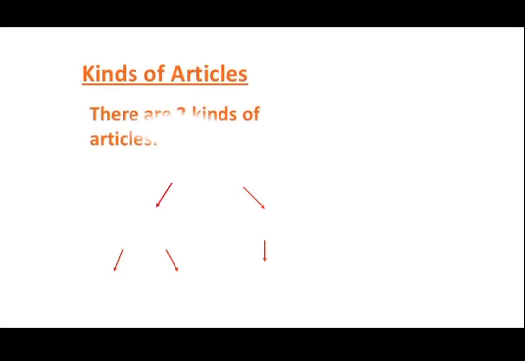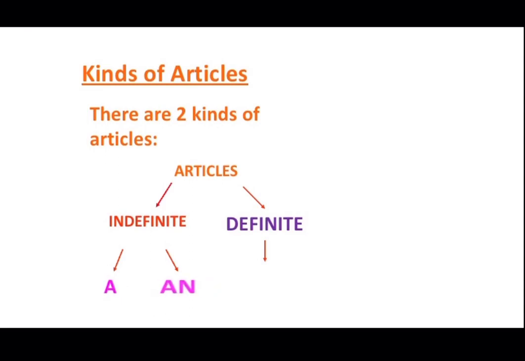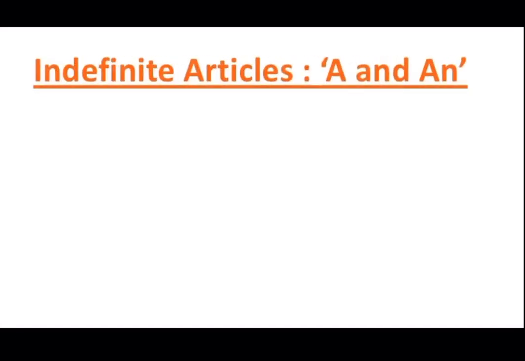There are two kinds of articles: indefinite article and definite article. Indefinite articles are a and an, and the definite article is the. So, first we will talk about indefinite articles, that is a and an.